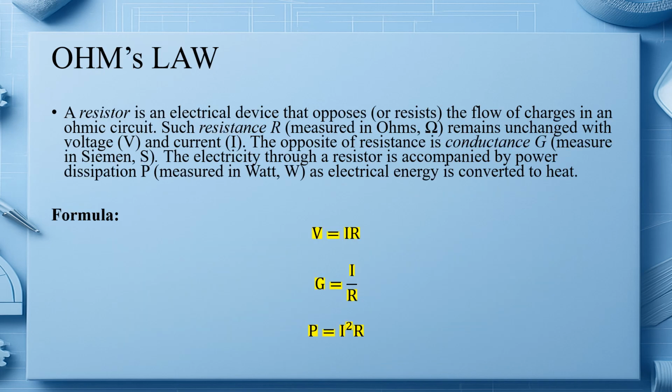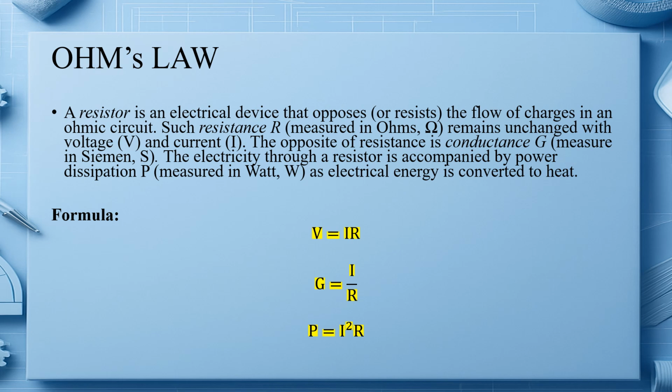So we have here Ohm's law. A resistor is an electrical device that opposes or resists the flow of charges in an ohmic circuit. Resistance is measured in ohms. This remains unchanged with voltage and current. The opposite of resistance is conductance, and the measure is Siemens.